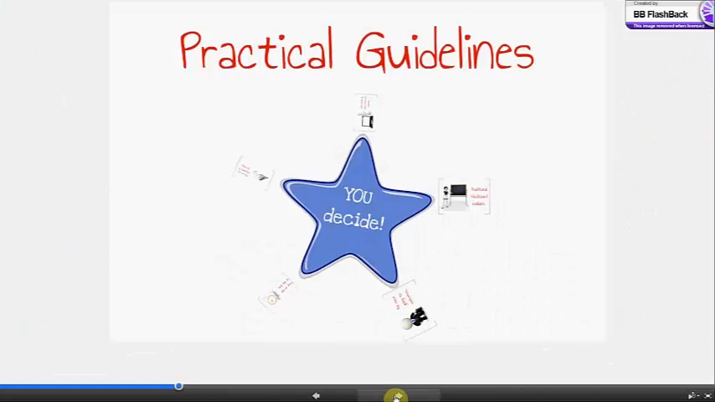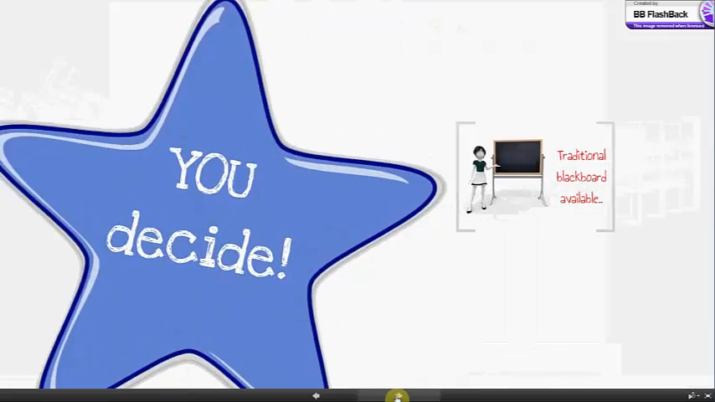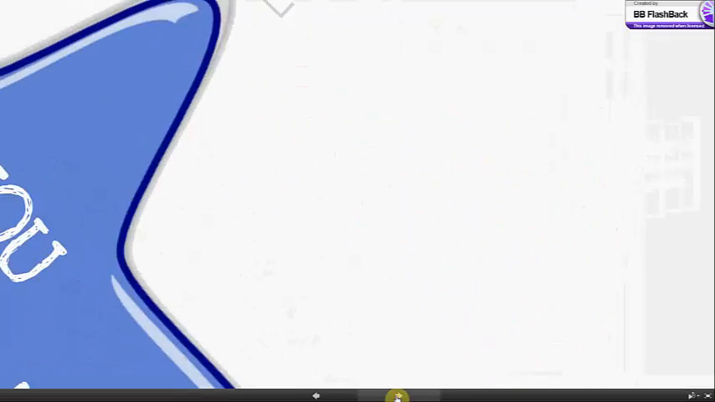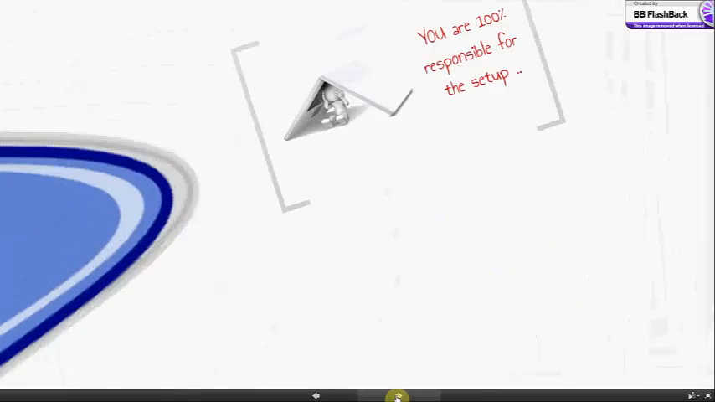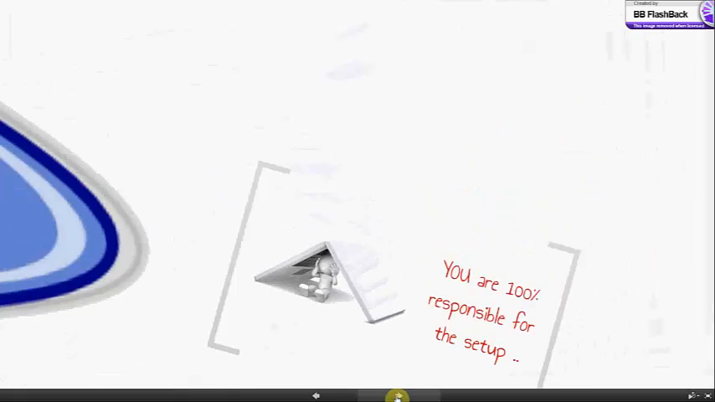There are some practical guidelines, and let us start by learning these. You decide how you want to hold your presentation. There will be a traditional blackboard available in the examination room, and if you plan to use a computer, you can bring your own laptop and turn the screen to face the censor and examiner. Whatever you decide on, do remember that you are fully responsible for the setup, so considering IT security issues, it might be a good idea to have a backup plan in place in the form of printed slides.